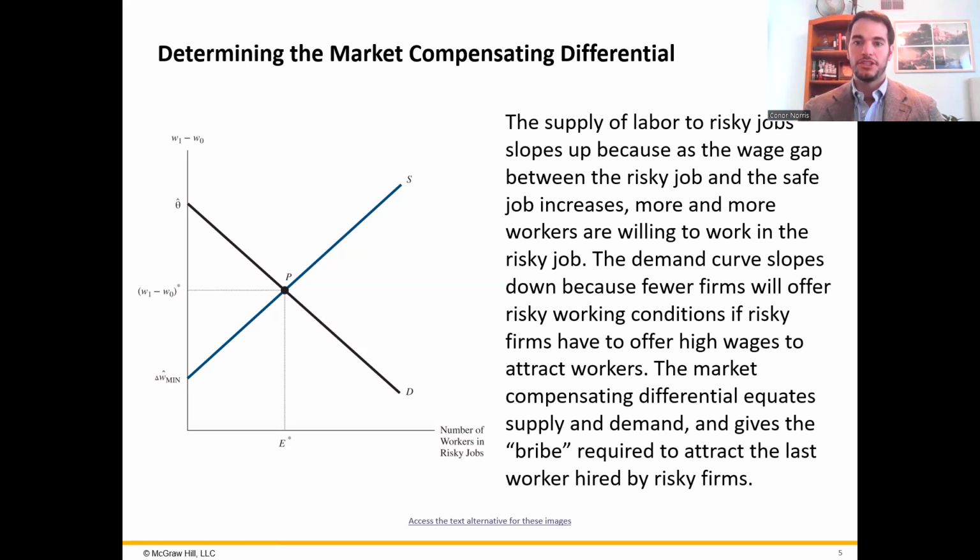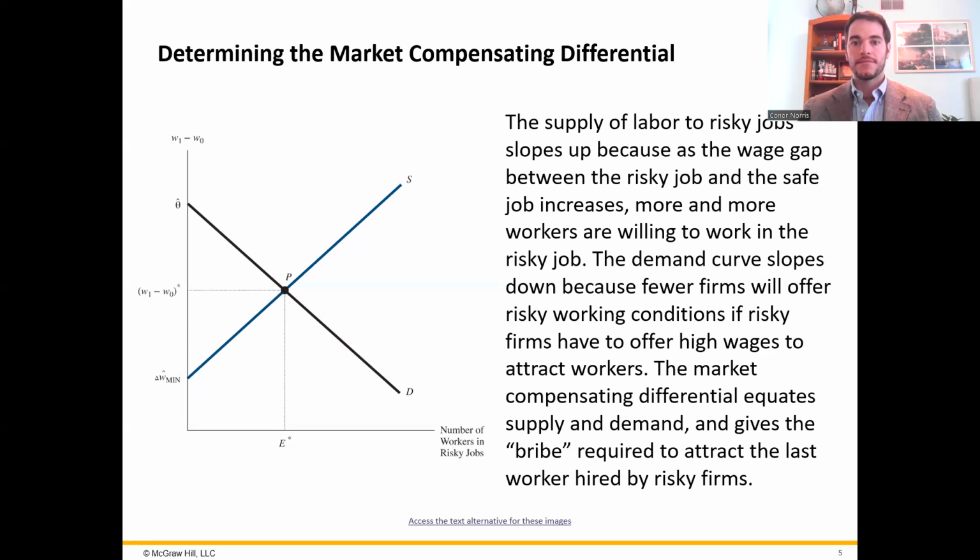So the compensating wage differentials for a labor market are determined by the interaction of supply and demand. In this case, we see that at point P, this is the equilibrium point. That W1 minus W0 star here, that's the compensating differential. And E star is the number of workers that choose to work in the risky job. The equilibrium wage is positive. That's because workers need compensation for the additional risk. So the compensating differential here is positive, and that's above the wages that they would receive for the safe job.